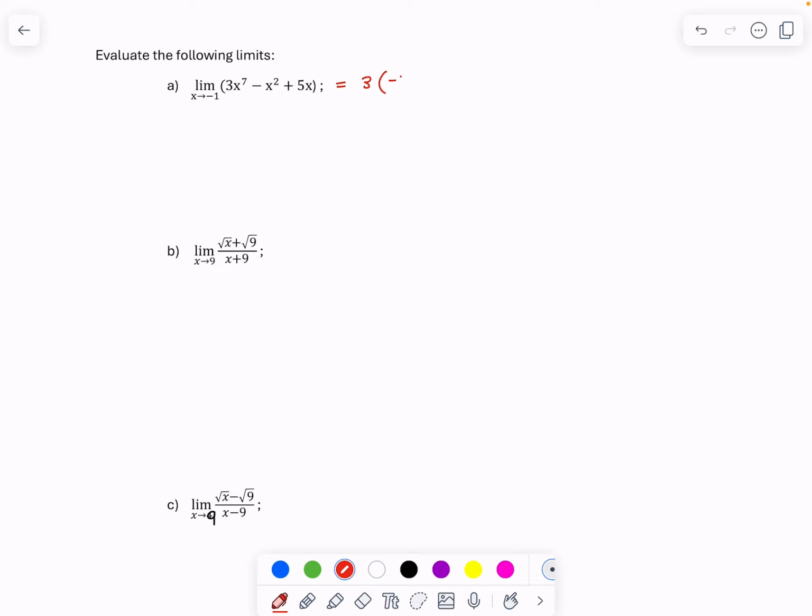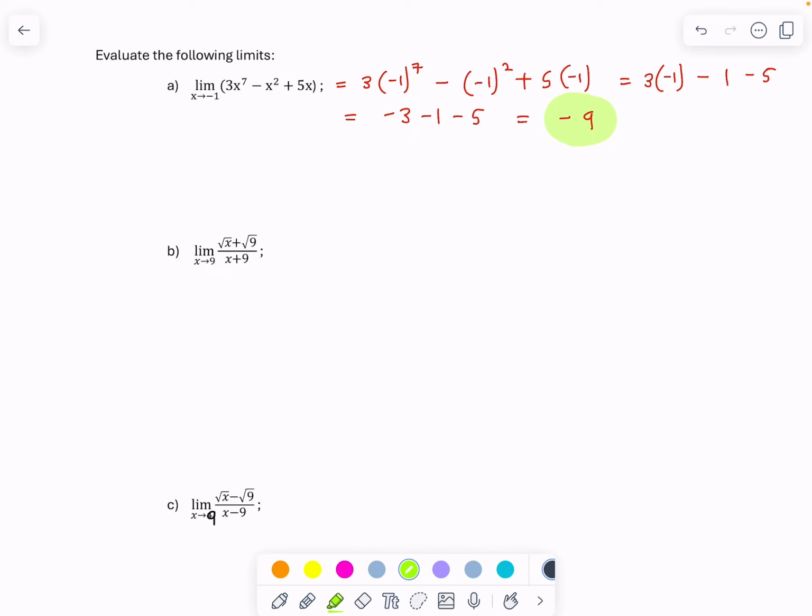So I have 3 times -1 to the power of 7, minus -1 squared, plus 5 times -1. -1 to the power of 7, 7 is an odd number, so this is just going to be 3 times -1. -1 squared is just going to be 1. Then I have -5. This is just going to be -3, -1, -5, and that is -9. That's the limit of that function. The limit is -9.